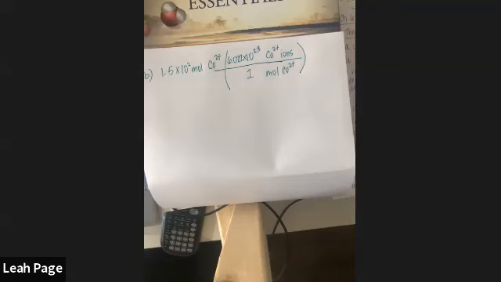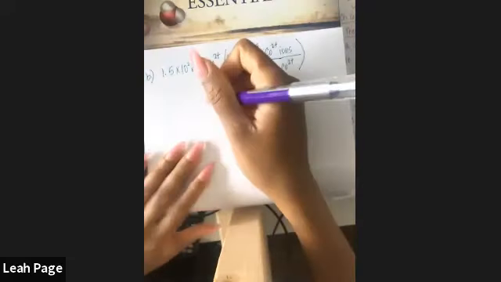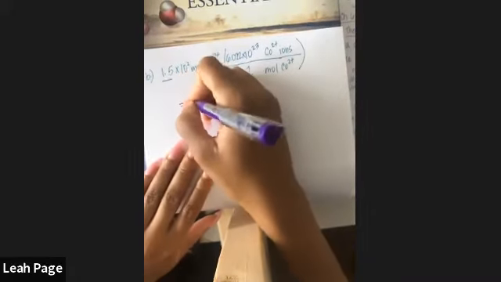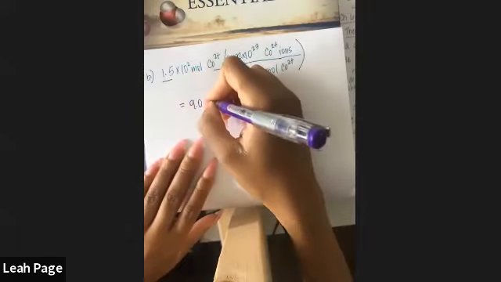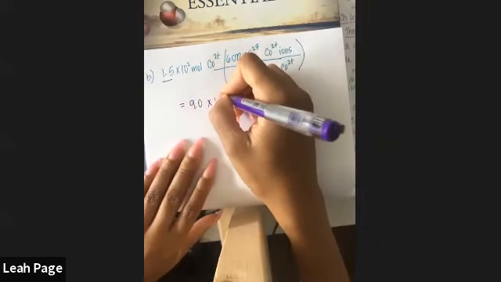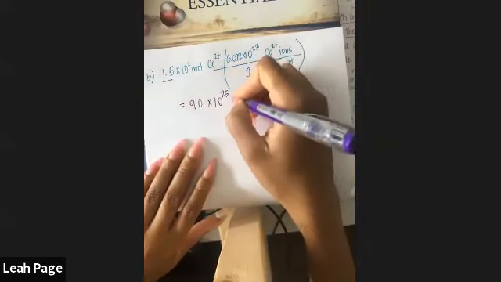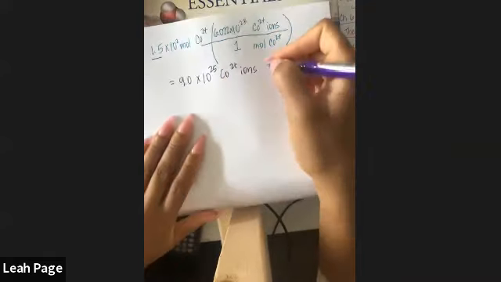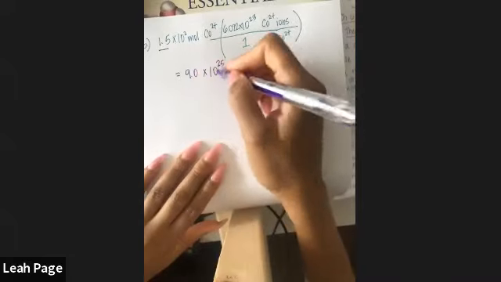Make it 9.0 times 10 to the power of 25. We need 2 sig figs, so with 2 sig figs we put this in our calculator and get 9.0 times 10 to the power of 25. This is cobalt ions. Or you can say E25.